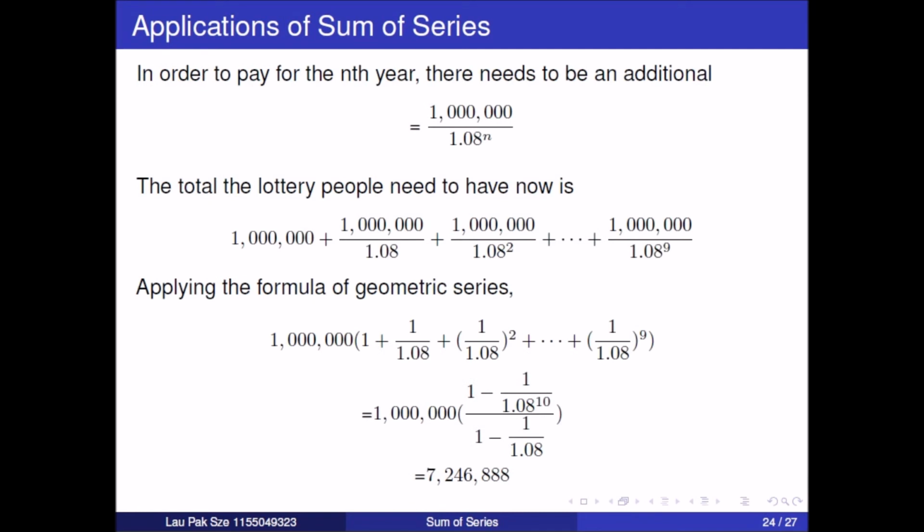Therefore, in order to pay for the nth year, there needs to be an additional 1 million over 1.08 to the power of n. The total the lottery people need to have now is 1 million plus 1 million over 1.08 plus 1 million over 1.08 squared, and so on, plus 1 million over 1.08 to the power of 9. Applying the formula of the geometric series, we can get 7,250,000 as the answer.